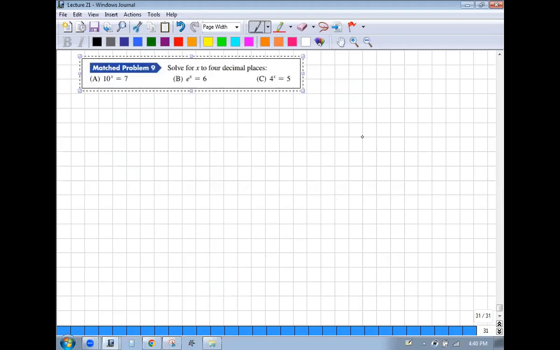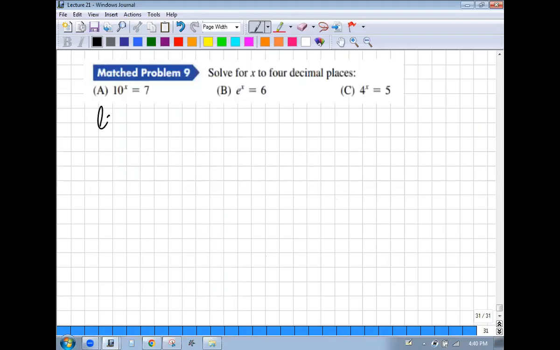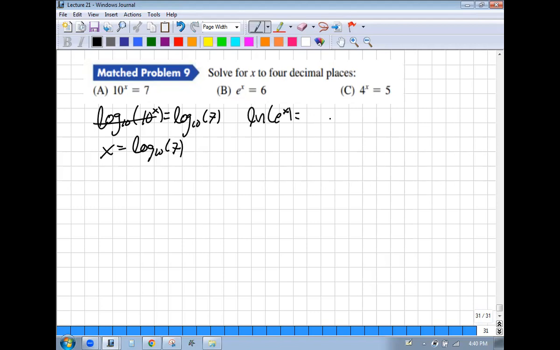All right, since this is a 10, I'm going to do log base 10 of both sides since I have a log base 10 button. Those undo one another, and x is log base 10 of 7. And that's a button on my calculator. Here, since it's e, I'm going to do natural log of both sides. Natural log and e to the 2 undo one another, and I have a natural log button. I can plug that in.